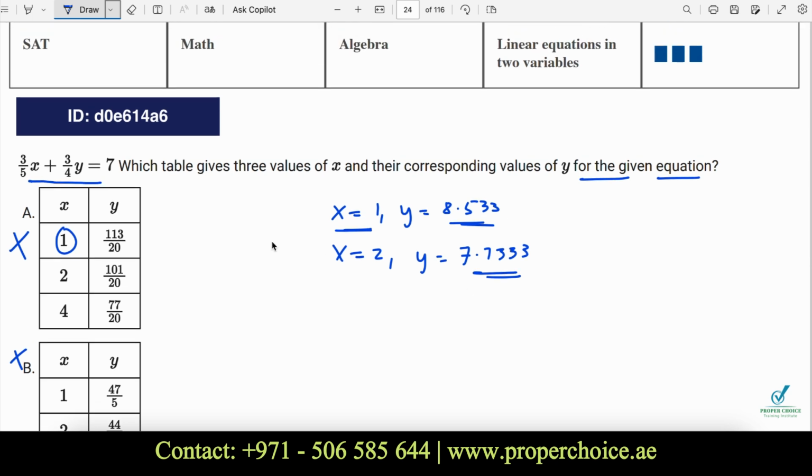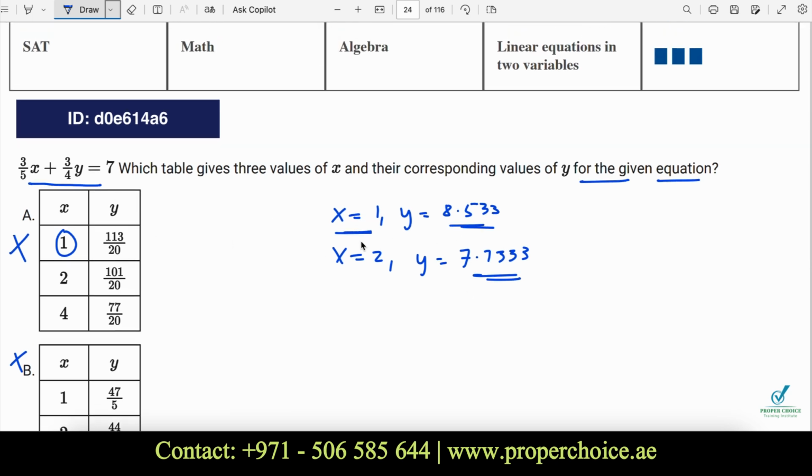So this is how the questions can be asked. Take the values of x and predict the values of y. Whichever option is matching, that would be your choice.